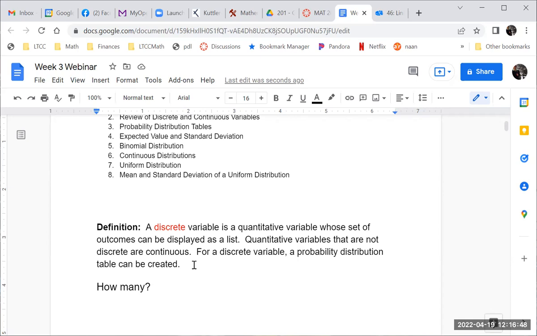Okay, another would be things like how many cars have you owned in your life? Okay, that you could list all the possible number of cars someone could have owned. Okay, so just a note, a discrete variable doesn't mean the answer has to be a whole number.